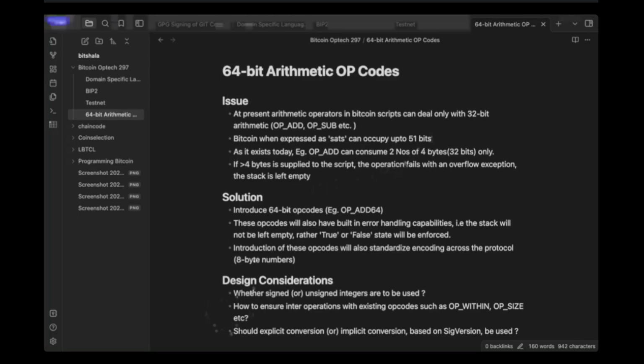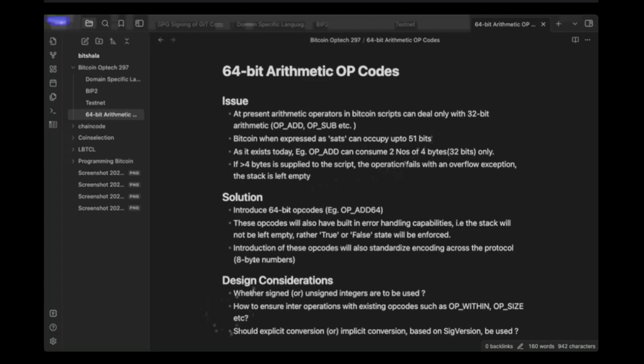Okay, so this PR is about 64-bit arithmetic opcodes. Currently there are arithmetic operators in scripts like OP_ADD, OP_SUB, OP_MUL, etc. They can all deal only with 32-bit arithmetic operations. So far it has not been much of a problem. People know this limitation exists, so they work within it.